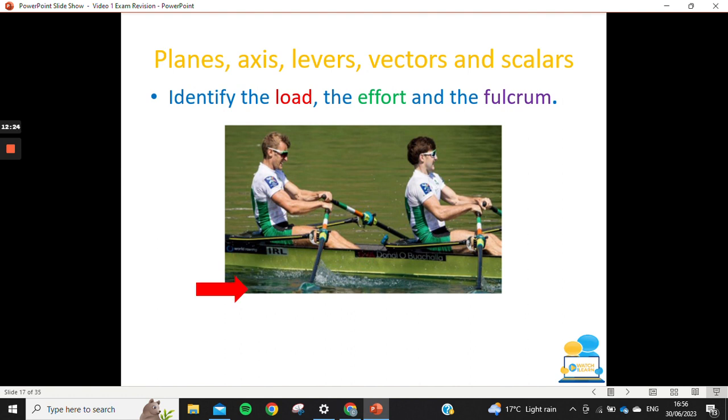With the load, the resistance or the load is being applied by the water. So they're pulling the oar against the water, so the resistance is being provided by the water. The effort is the pulling motion of the rower who's pulling the oar, and the fulcrum is the oar lock, or the point on the boat where the oar is connected to the boat.